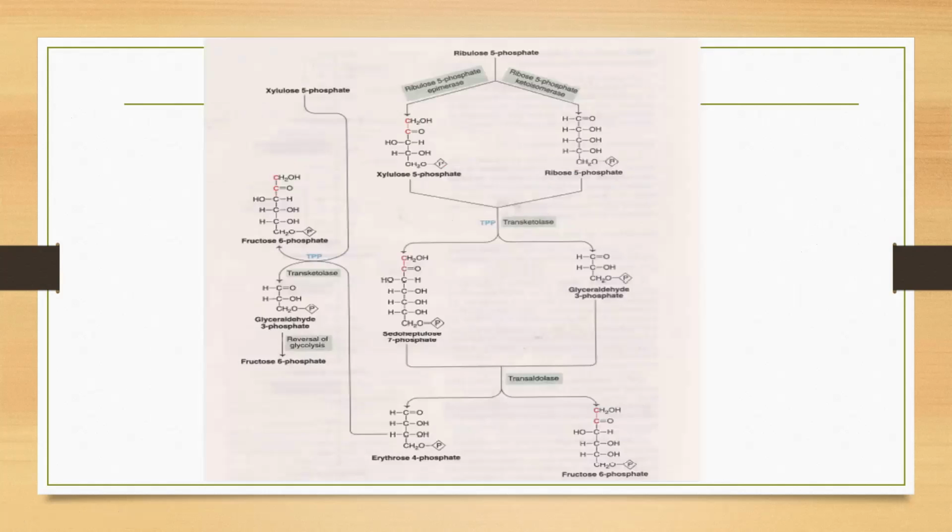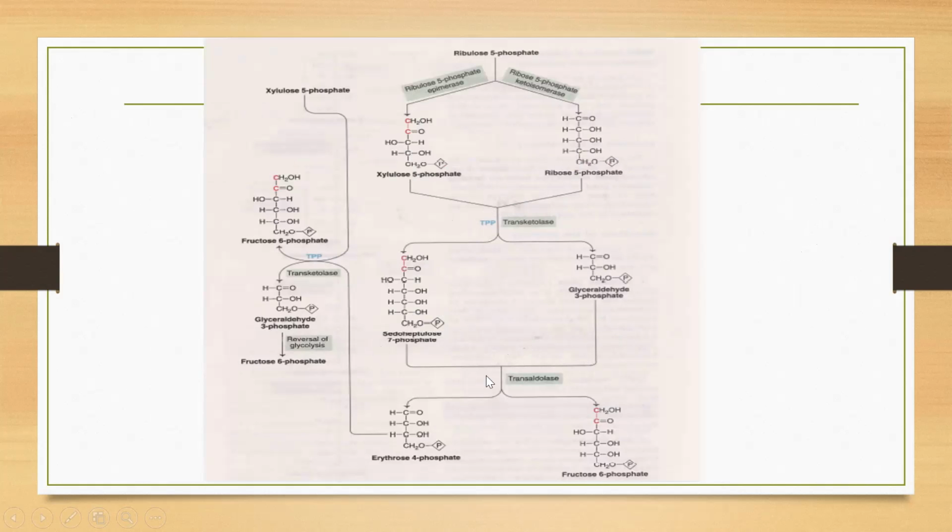See, xylulose 5-phosphate contains 5 carbon, and ribose 5-phosphate will also contain 5 carbon. If the transketolase enzyme will act on these 2, then what will happen? The 2 carbon moiety from xylulose will transfer to the ribose. So this 5 becomes 7, and this 5 becomes 3. So from this, due to the transketolase enzyme, we will get the 2 new products, that is pseudoheptulose 7-phosphate and glyceraldehyde 3-phosphate. Okay.